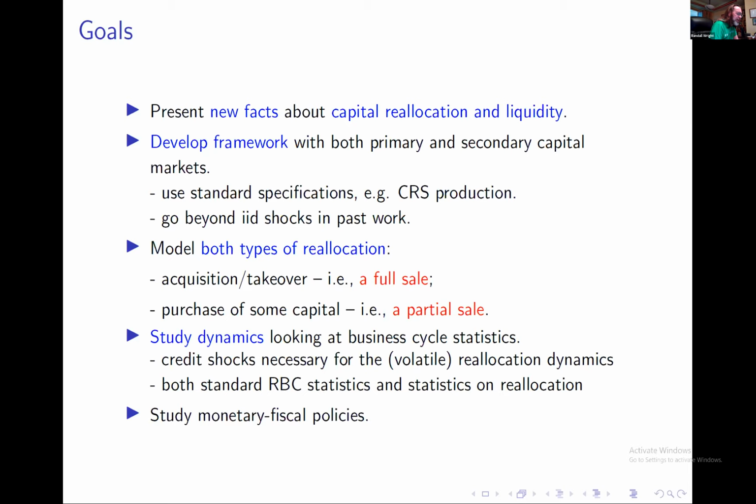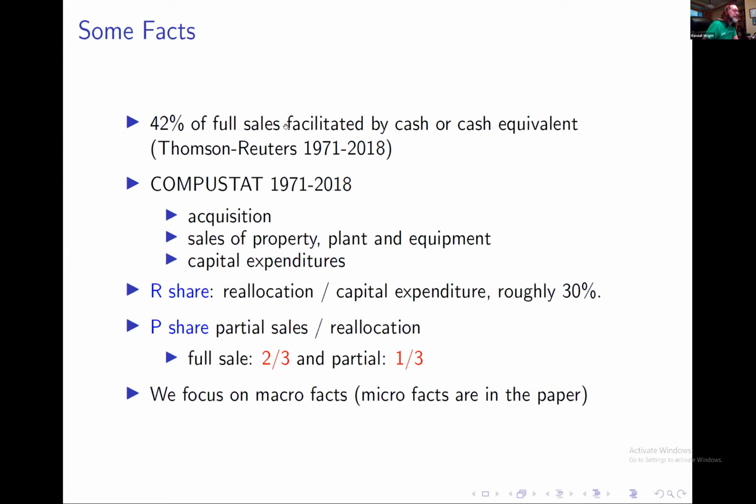Here are some facts. First off, motivating liquidity, 42% of takeovers are facilitated by cash or cash equivalent. So nearly half the time when one firm is taking over the other firm, they're paying with cash, or they have assets like T-bills that can easily be converted into cash and they use that. There's also obviously some credit.